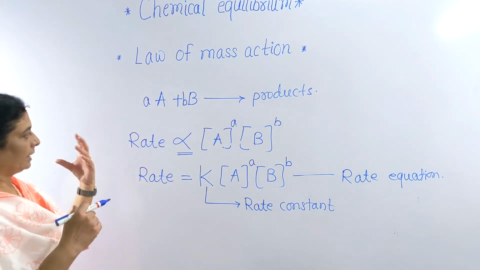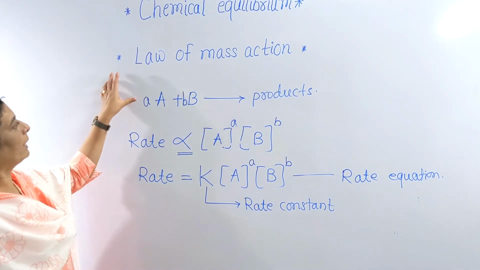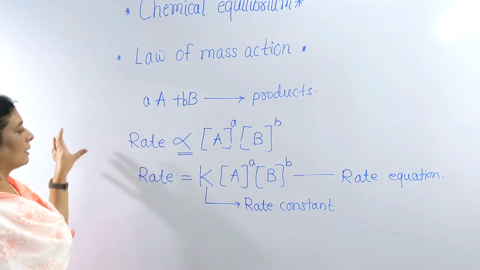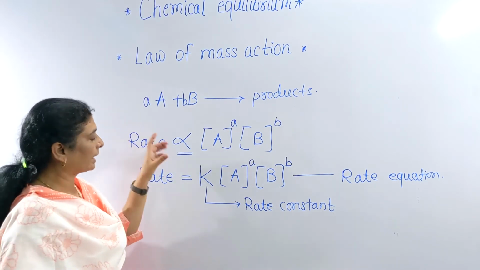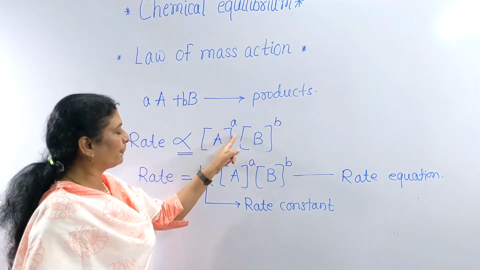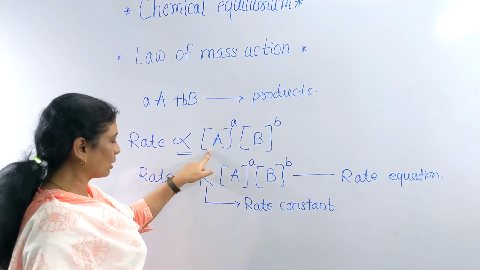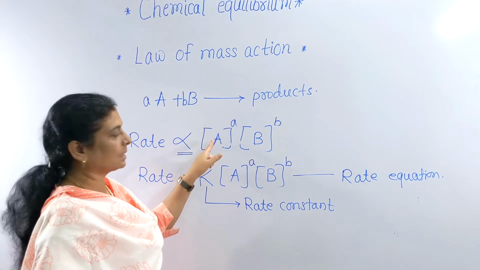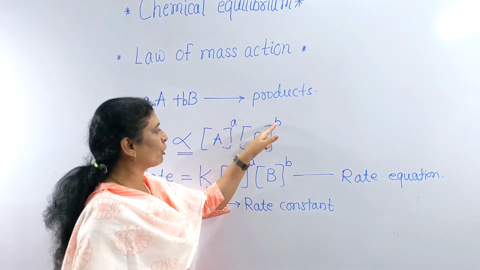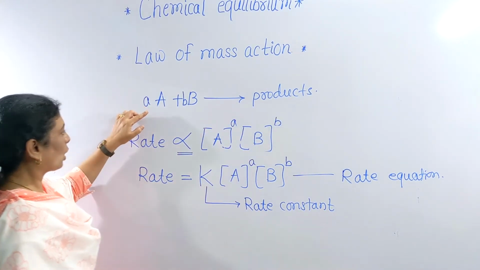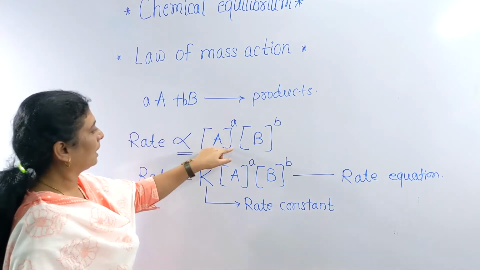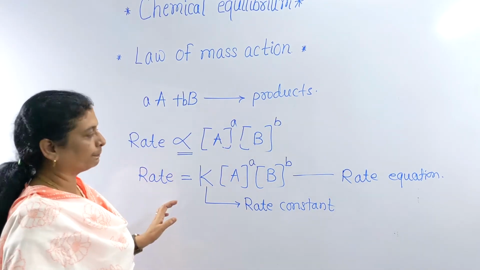Here, in very detail you can say, according to law of mass action, rate of chemical reaction is directly proportional to the product of concentrations of the reactants raised to the power which is equal to the stoichiometric coefficients of the reactants in a balanced chemical equation.